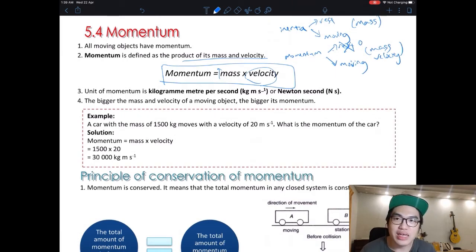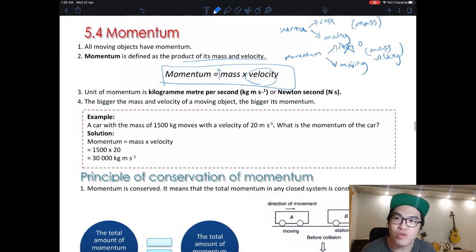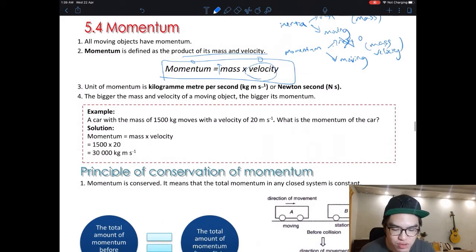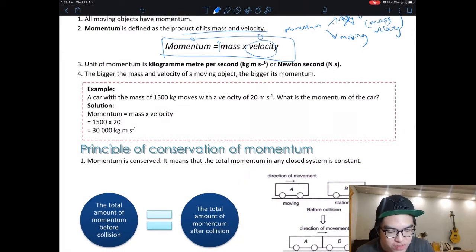Because when you're not moving, velocity is zero, momentum is zero. But for inertia, inertia will never be zero. As long as you have mass, you have inertia. So the unit is very simple. Mass is kg, velocity is ms minus 1, so you just put them together: kg ms minus 1. Or Newton second, not important.